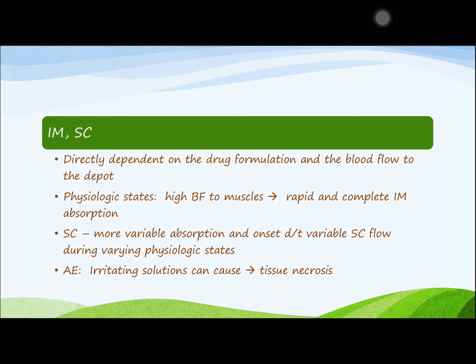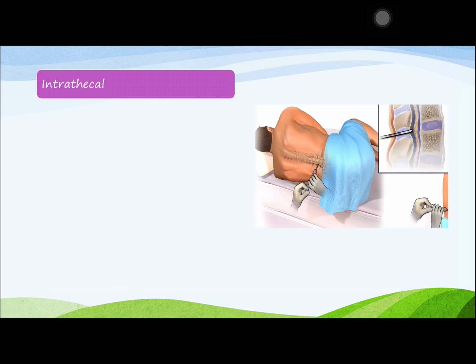The IM and SC routes directly are dependent on the drug formulation and the blood flow to the depot. Viscous states like high blood flow to the muscle lead to rapid and complete IM absorption. Sub-Q has a more variable absorption and onset due to its variable sub-Q flow at varying viscous states. Adverse effects include necrosis due to irritation.